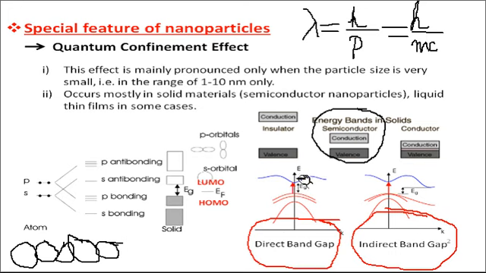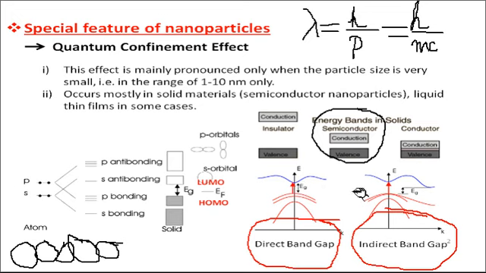Now, this one is the highest point in the valence band, and this one is the lowest point in the conduction band. So if the highest point in the valence band lies directly under the lowest point in the conduction band, then the difference between the highest point and the lowest point is a direct band gap.